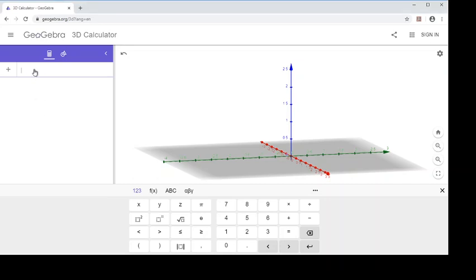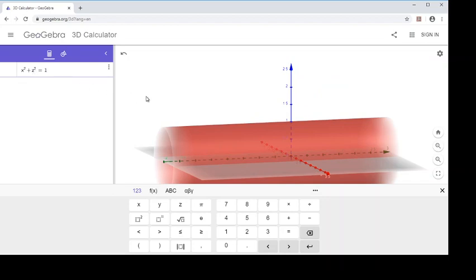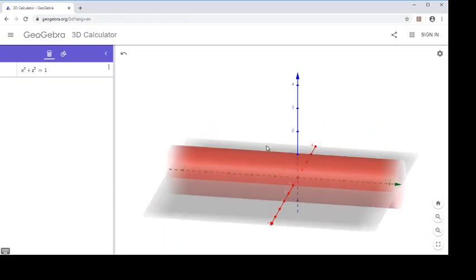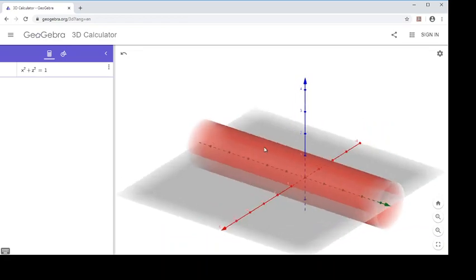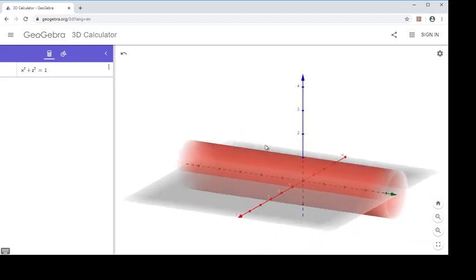So let's first put the cylinder down there. We have x squared plus z squared equals 1. Notice that, we might want to zoom back here. Notice that this one opens in the y direction, right? I told you the y-axis was the green one in GeoGebra, which it looks like it is here.